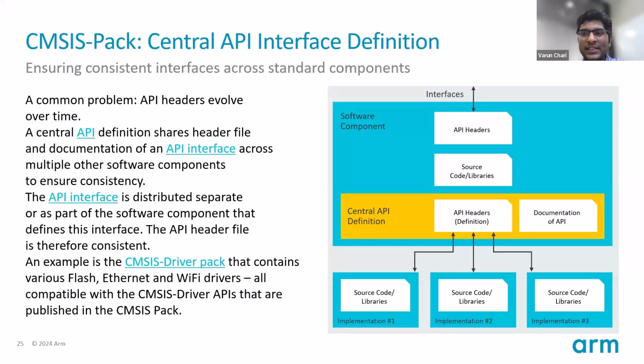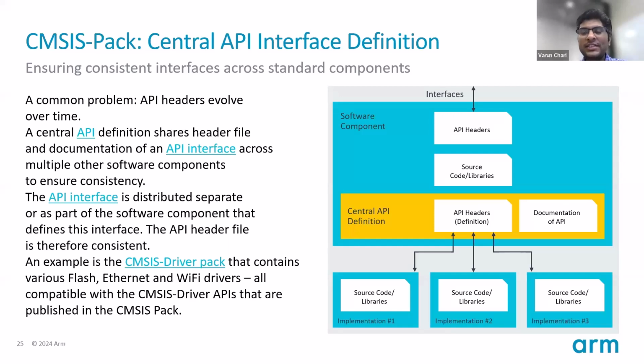This is what we see in higher-level programming languages or higher-level software development, wherein the API remains the same across different versions and just the implementation changes. This was not the case earlier in the embedded systems space, but now with CMSIS, you can really do that. The API interface is distributed separately or as part of the software component that defines this interface. Therefore, the API header is consistent.